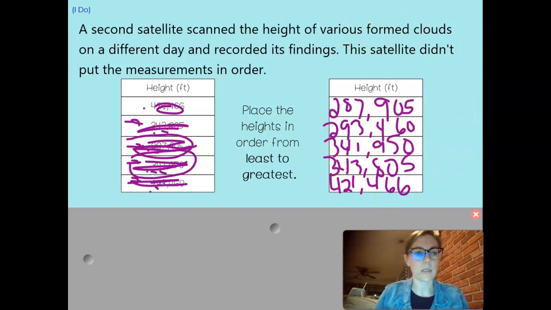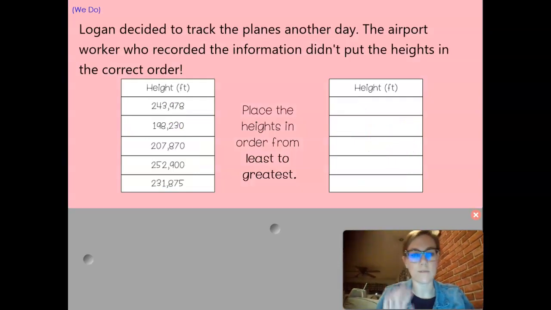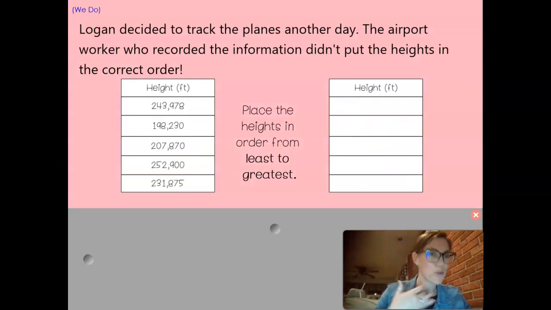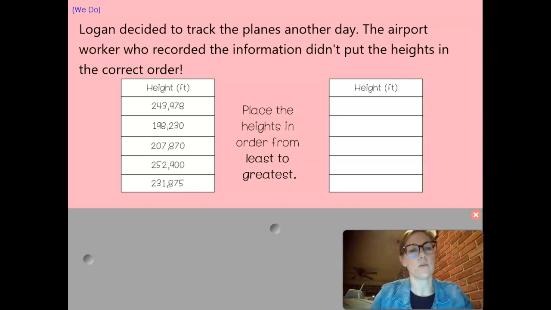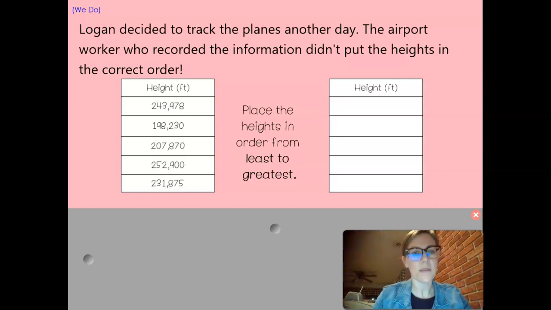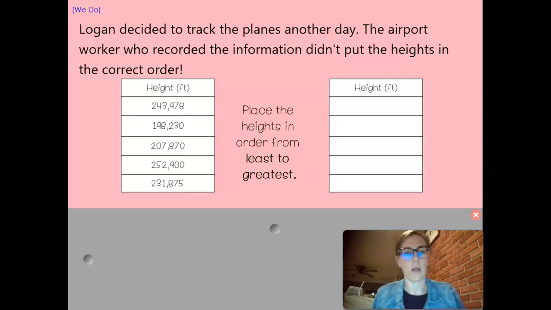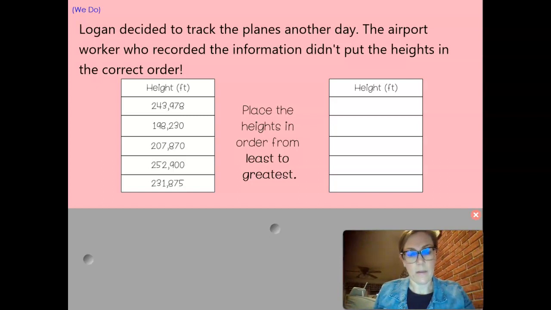All right, let's do the next one. Now remember, on this one, I'm going to give some wait time. I want you to answer on the screen and see if you are correct with what we're deciding on. Here's what it says. Logan decided to track the planes another day. The airport worker who recorded the information didn't put the heights in the correct order. So here on this side, we have the heights. Some of them have a 2 in the front.